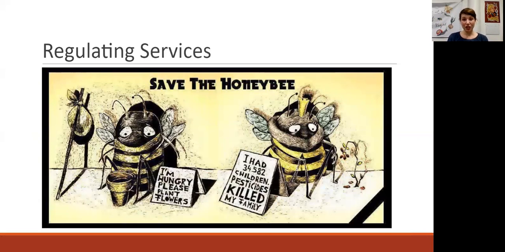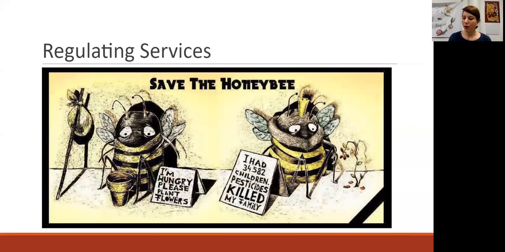Insects are a regulating service that we end up taking for granted. Bees are a really common example of this right now. We had talked about how bees are being affected by colony collapse disorder, and that seems to be attached to pesticide use. So what's ultimately happened is we've dramatically reduced the number of bees that we have. And bees act as pollinators.